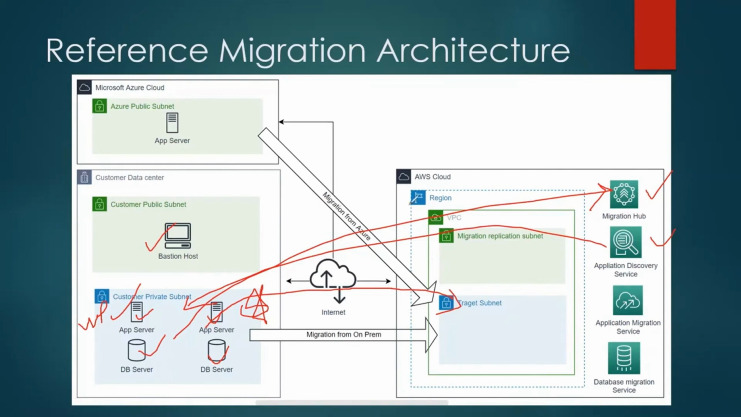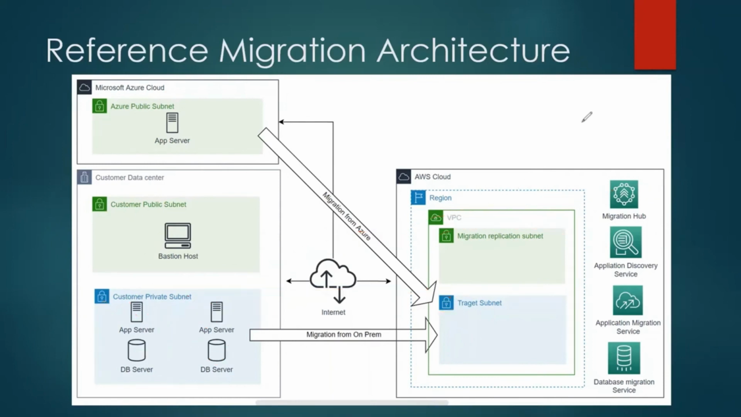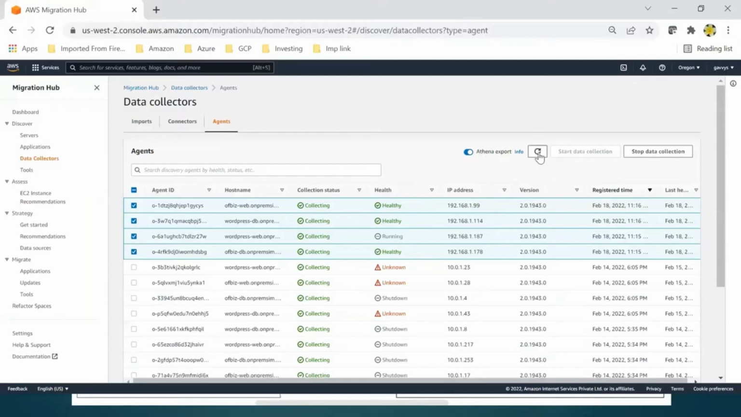So I hope you understand the concepts: install the agents, and now we are accessing our migration hub to monitor the data and sync the data, and forward the data to Athena for analyzing it. So far, I think the concepts are clear, and let's go back to our console and see the status of discovery of agents. You can refresh this.